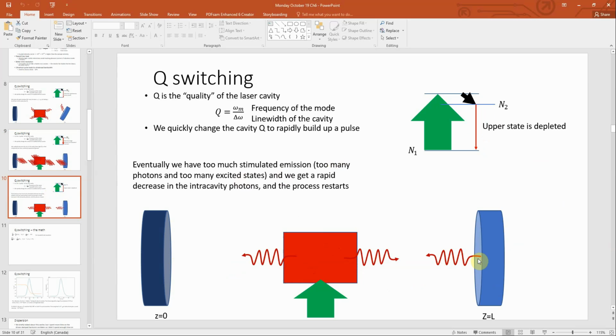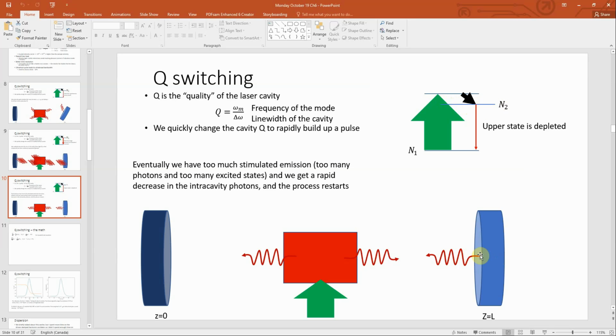And so during that time, we have huge amounts of stimulated emission, these photons are all coming out, but then eventually we've basically completely depleted that upper state. And so now N2 is back down to some low value, because we've actually extracted all the energy from these excited states.